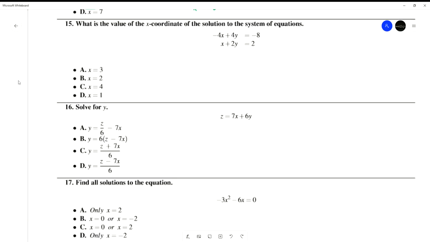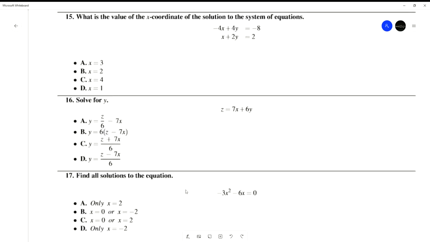Okay. For 15 on the final, I do recommend you do the system solver, right? Second, and then system solver, and type this in. That's probably the easiest and fastest way for you. But we do recommend learning this by hand, right?